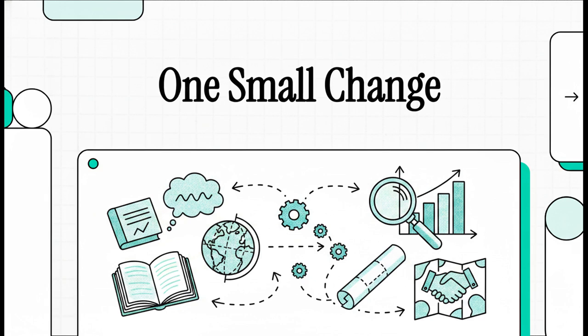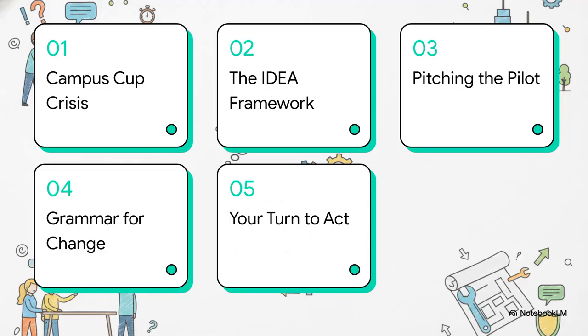We'll be walking through a totally brilliant case study, showing how a group of students used language, data, and a little bit of structure to make a massive impact on their community. Okay, here is our quick roadmap for today's mission. First up, the Campus Cup crisis. Second, the idea framework. Third, pitching the pilot. Fourth, grammar for change. And finally, your turn to act.